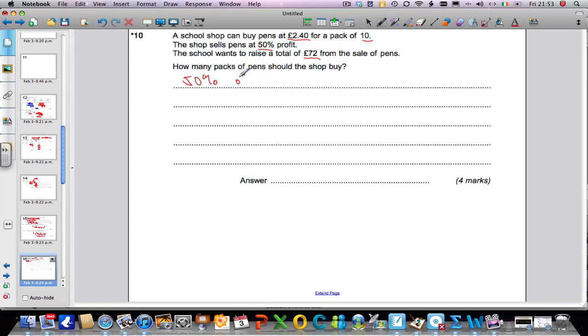50% of 240 is half of it, so it's got to be £1.20. So that's 50%. That means their selling price, I'm going to call it SP, their selling price is what they bought them for plus the £1.20, which is in total £3.60. So I want to know how many pens would they have to sell at £3.60 to make 72.